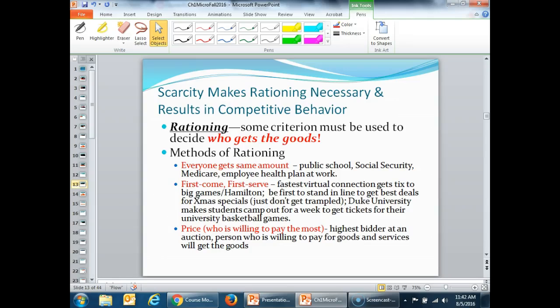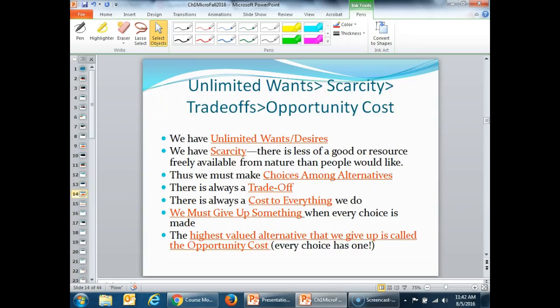And then lastly, another way of rationing, which we don't usually think of in those terms, but economists do, is price. Who is willing to pay for it? Who is willing to pay for the apple? They get the apple. So price determines allocation of goods and services in our society. So all these are ways of rationing goods. Again, we have unlimited wants or desires, therefore we have scarcity. We must make choices among different alternatives, and we have a trade-off there.